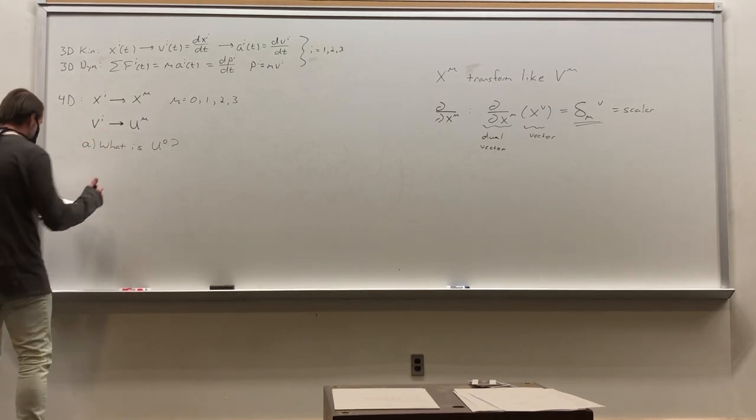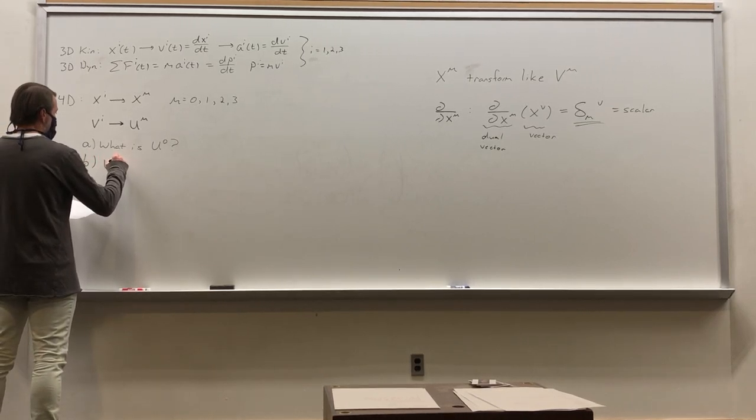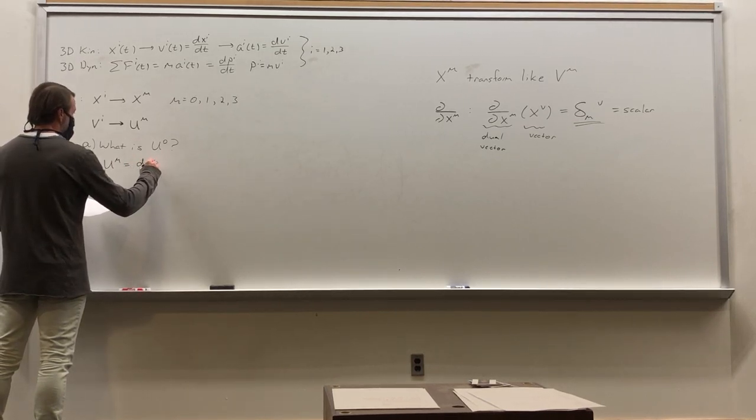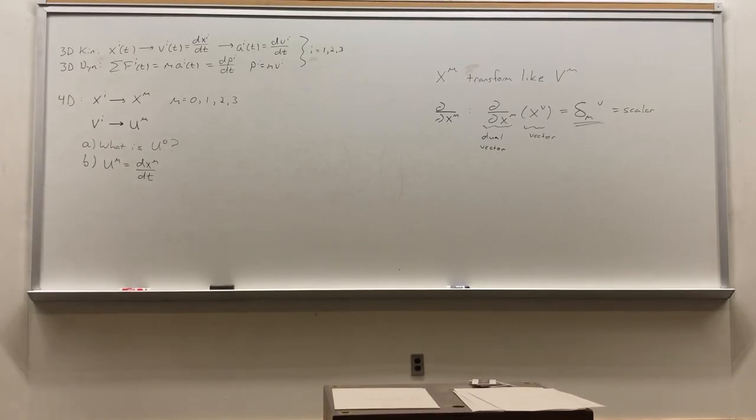Okay, hold on. So maybe we'll try U^mu is equal to dx^mu/dt. Obvious. See how easy this is? Ross! Ross, don't steal my thunder, please. Please don't steal my thunder. Okay, this looks like a pretty simple generalization, right? I mean, we're just doing what we did here.